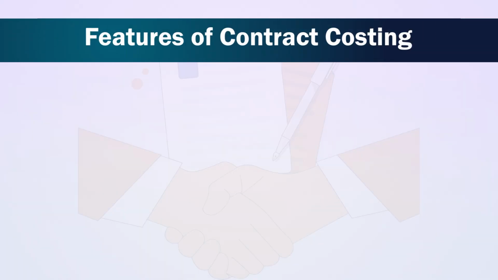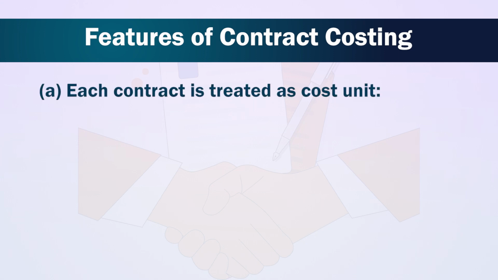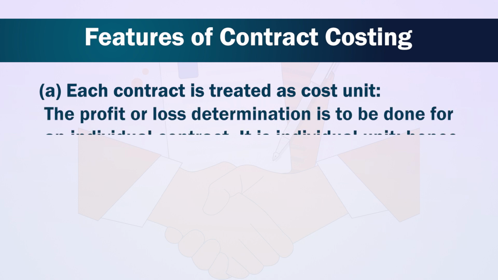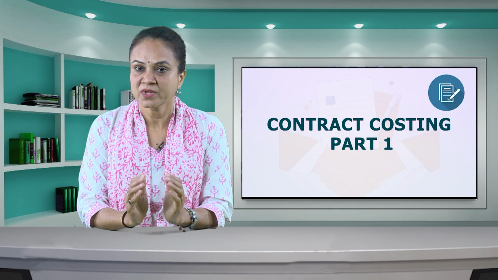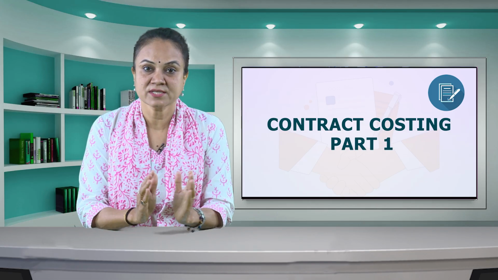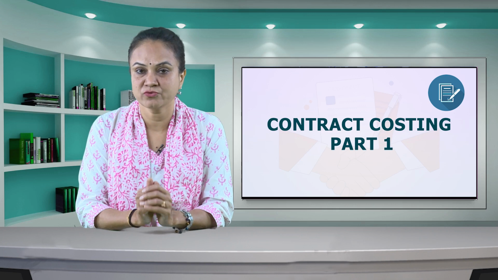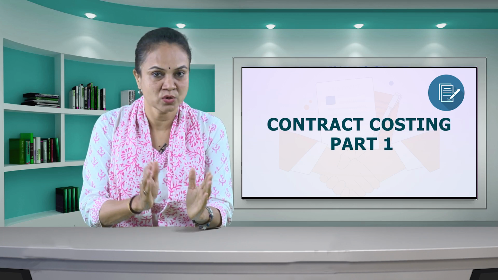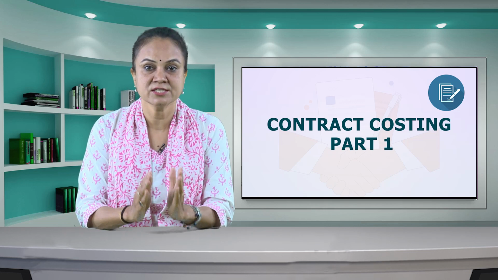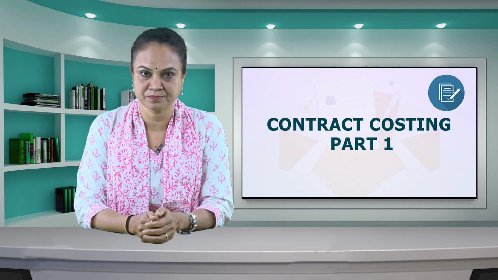Let's understand features of contract costing. First, each contract is treated as a cost unit. The profit or loss determination is to be done for an individual contract. It is an individual unit, hence it has individual cost. Here, revenue and cost are taken into consideration for an individual work taken up by the contractor from the contractee. Thus, it is treated as a cost unit.